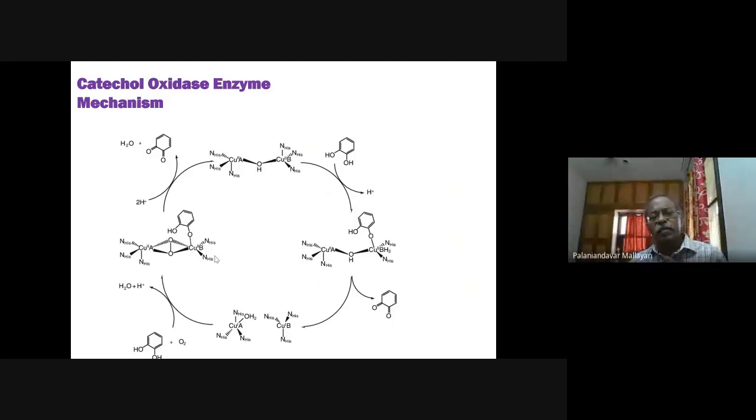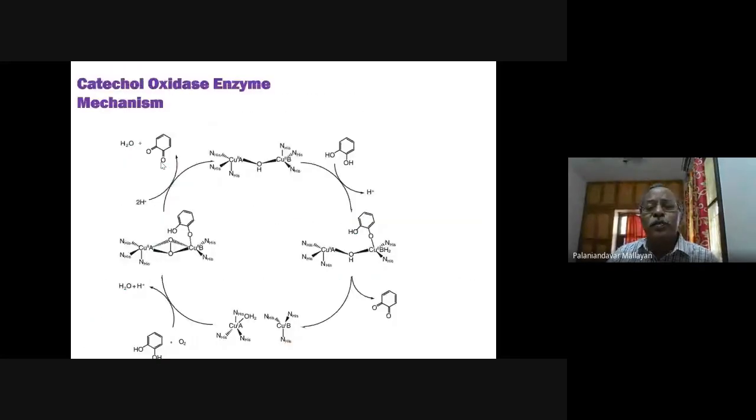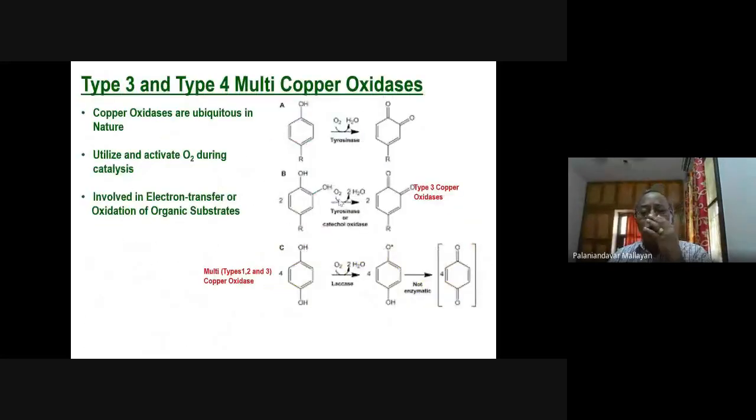The other enzyme I talked about is tyrosinase. Okay. So tyrosinase, I told you, the reaction is very similar to catechol oxidase, but there are differences.